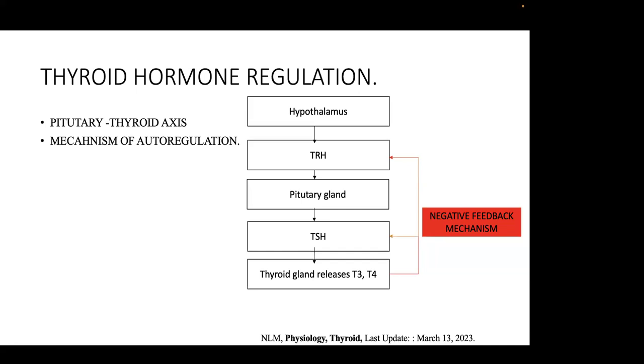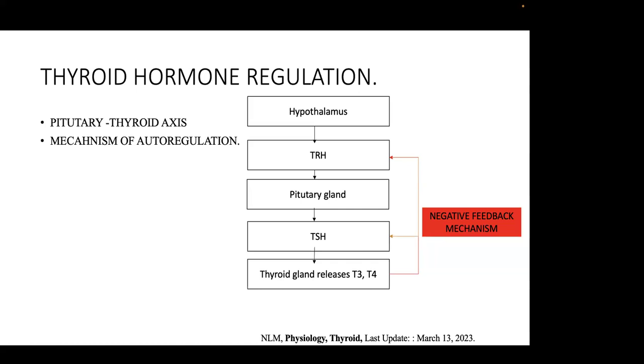In addition, this is also controlled by a negative feedback mechanism, wherein an increase in the level of T3 and T4 will cause inhibition of the release of TSH. Furthermore, T3 can also inhibit the release of TRH from the hypothalamus. In addition, the thyroid hormone also exhibits the phenomenon of autoregulation. The thyroid gland can modify its function independent of the levels of TSH.